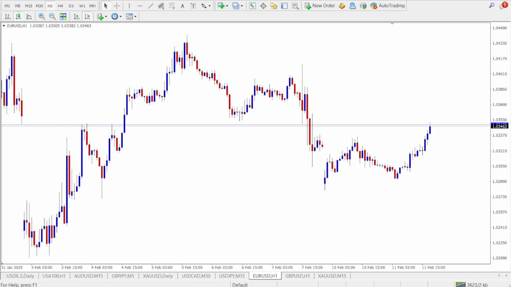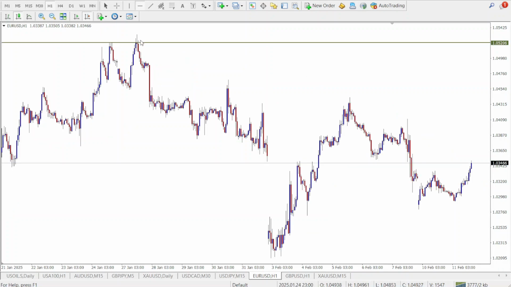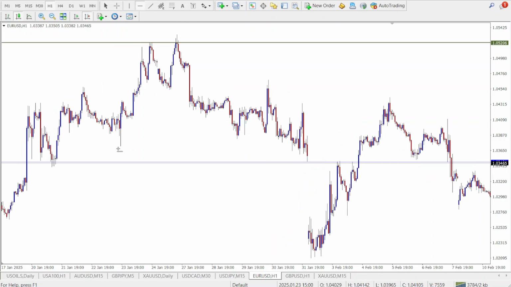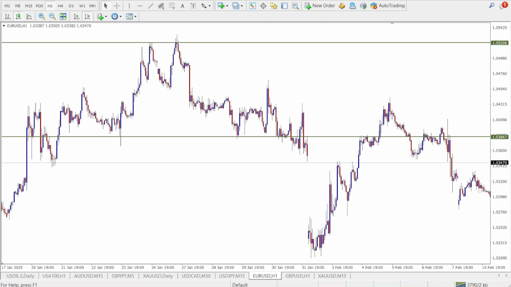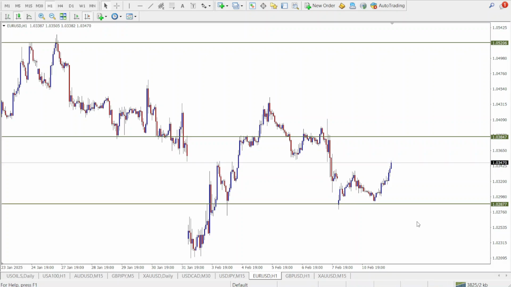If you've ever wondered why price keeps bouncing off certain levels or breaking through others, then you need to understand support and resistance. It is very important to understand this concept. These levels are the foundation of technical analysis, and today in this video I'm breaking down a powerful support and resistance trading strategy that every trader should know. Now let's quickly get started.